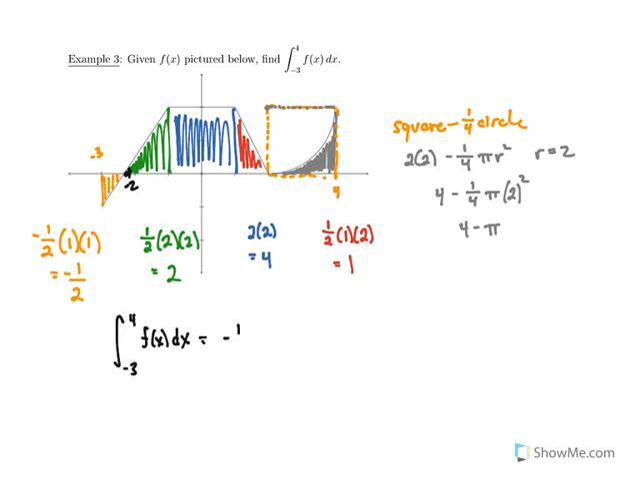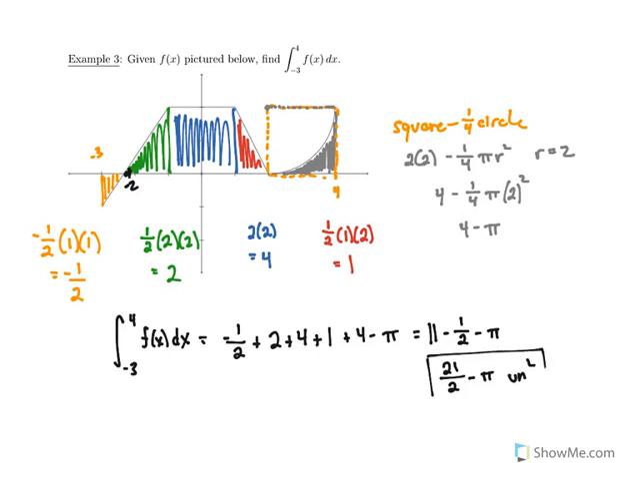So the area total given by this function is going to be negative 1/2 plus 2 plus 4 plus 1 plus 4 minus pi, which will give us 11 minus 1/2 minus pi. We could write that as 21/2 minus pi. I think that's how we'll write it, units squared. The idea is that we can break up this picture into a lot of different chunks that have nice shapes, and we can deal with those, remembering that it's negative area below the x-axis.